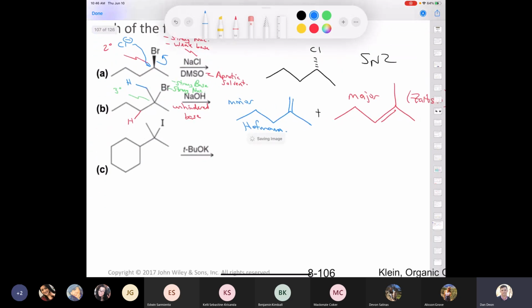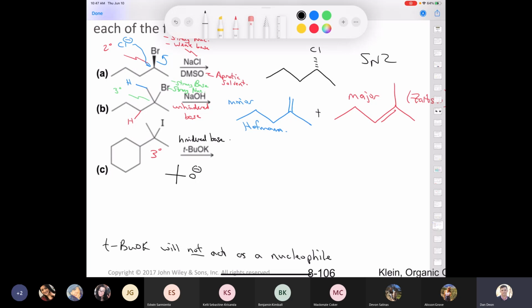We've got a tertiary alkyl halide. We've got a strong base. However, tert-butoxide is a super hindered base, a mega hindered base. So this is never going to act as a nucleophile. Let me write that down here: will not act as a nucleophile. It's too hindered. Never acts as a nucleophile.